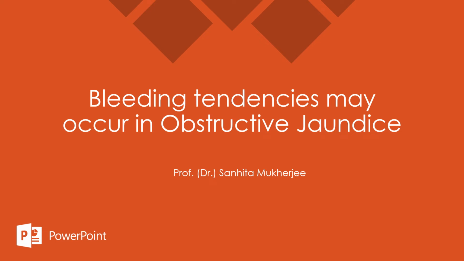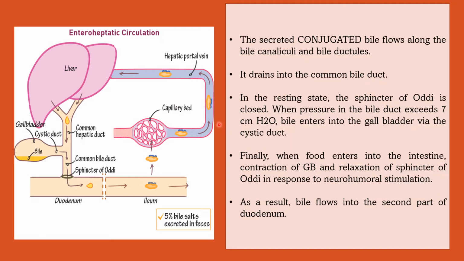Good morning, students. The next topic of our Explain Why series is why bleeding tendencies may occur in obstructive jaundice. The secreted conjugated bile flows along the bile canaliculi and bile ductules. It drains into the common bile duct.